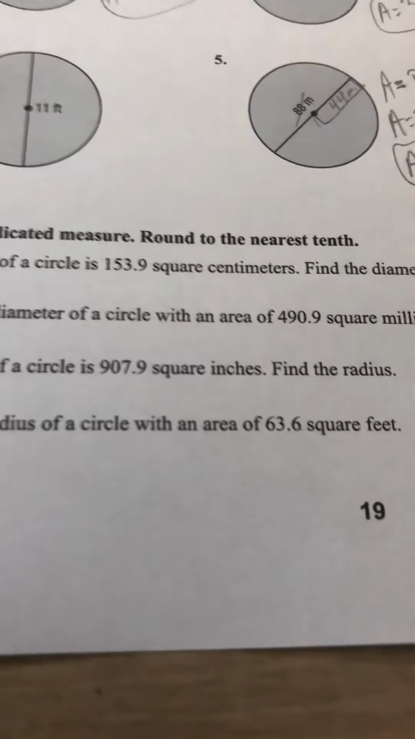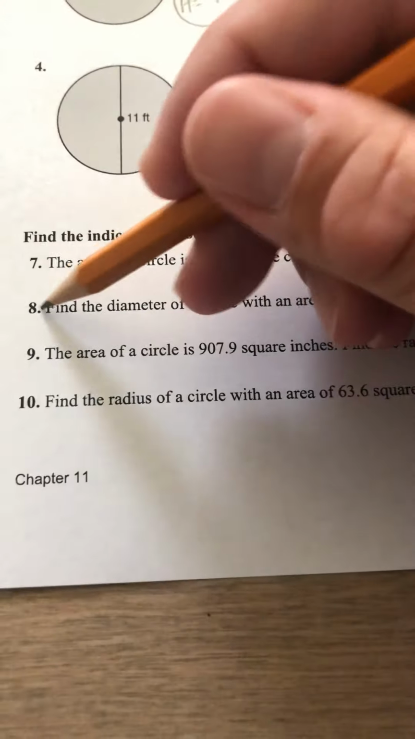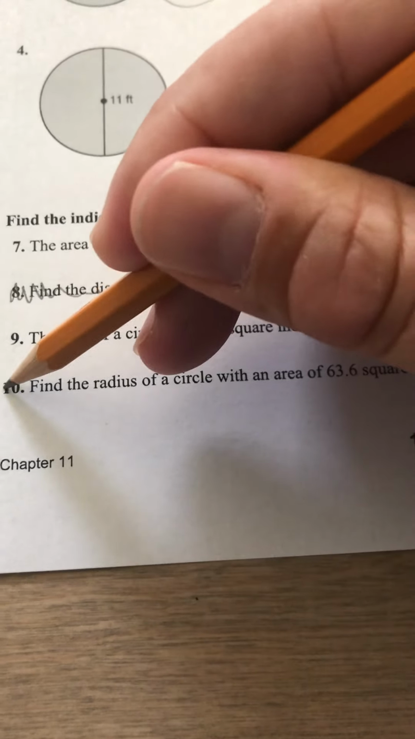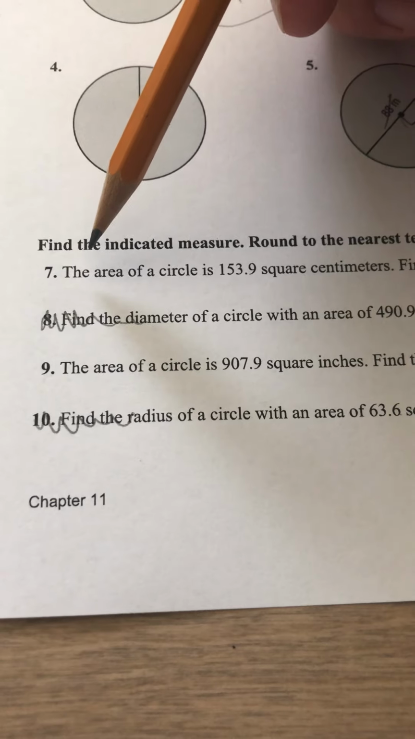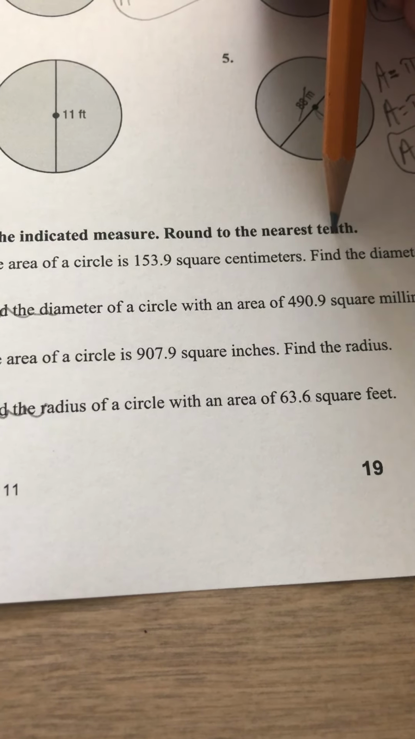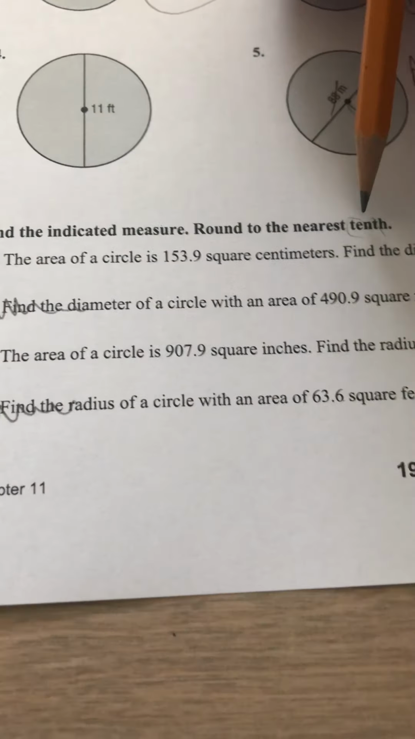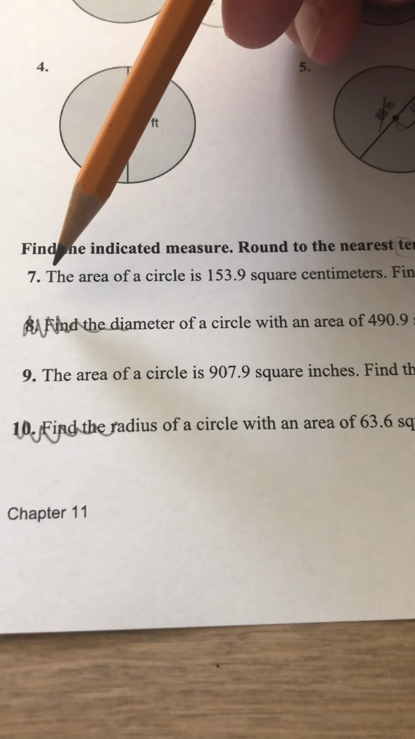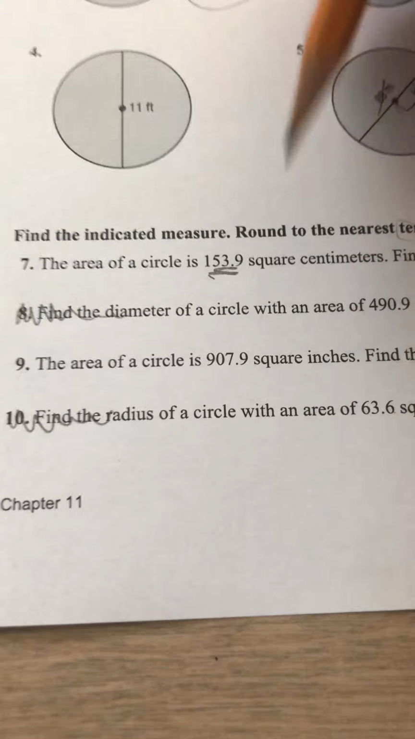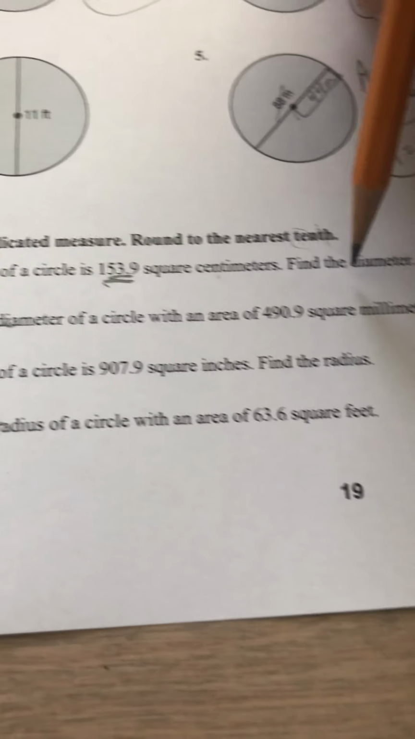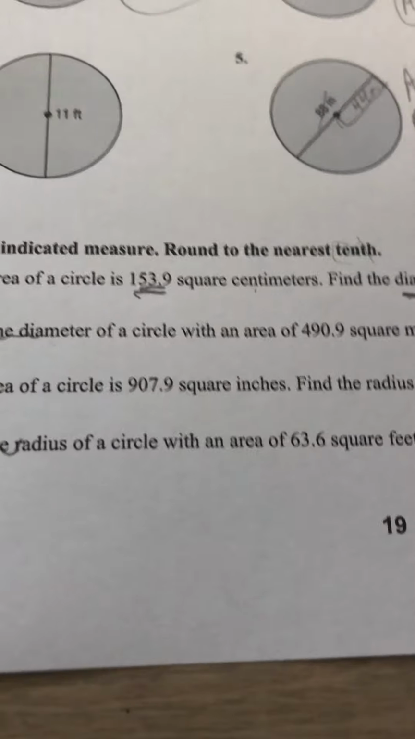Again, that's review. So there are some trickier problems on this. I'm going to scratch out number 8. I'm going to scratch out number 10. Okay, so number 7, we have to figure out the area, figure out the indicated measure, and round to the nearest tenth. Number 7, the area of a circle is this. So this is what the whole area is in squared centimeters, and you have to find the diameter.